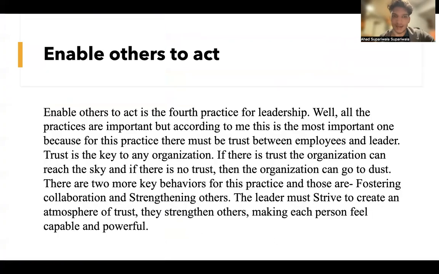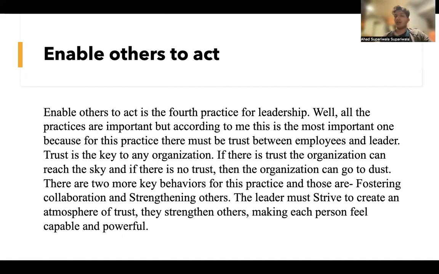I'd like to go to the next slide, which is enable others to act. Enable others to act is the fourth practice of leadership, but this is the most important one among all the five. This means that the leader should have the trust and the employees should have their trust in the leader. Trust is the key factor for the organization. Trust works both ways. Trust can either take the organization to the sky or it can go to the dust, right?